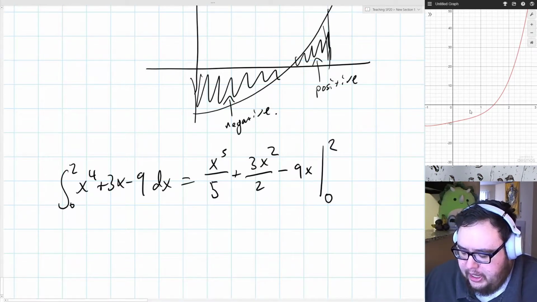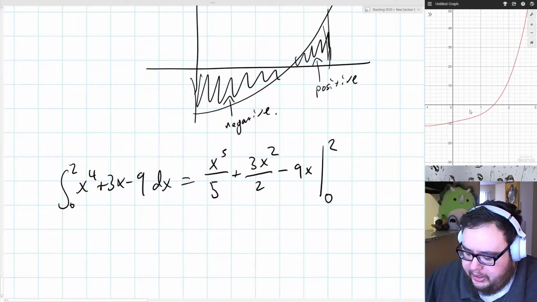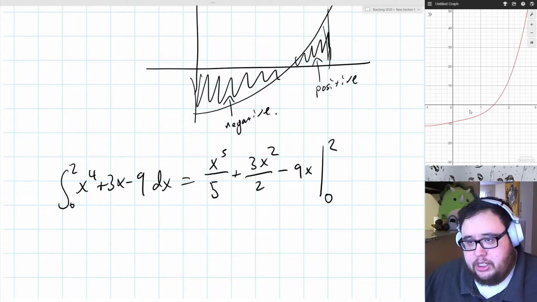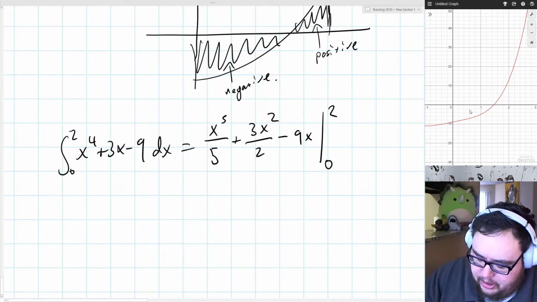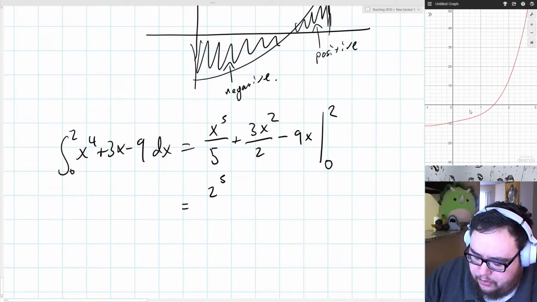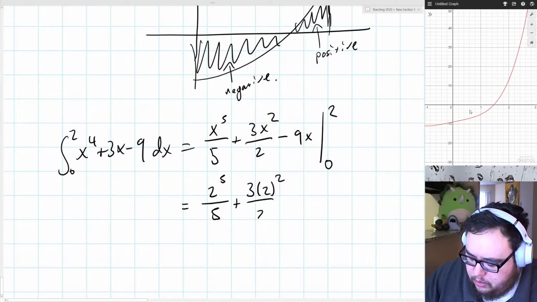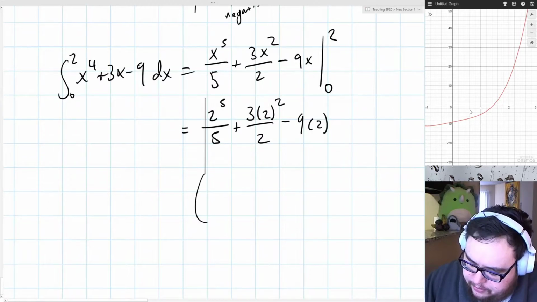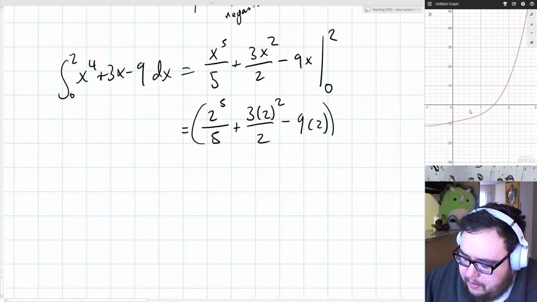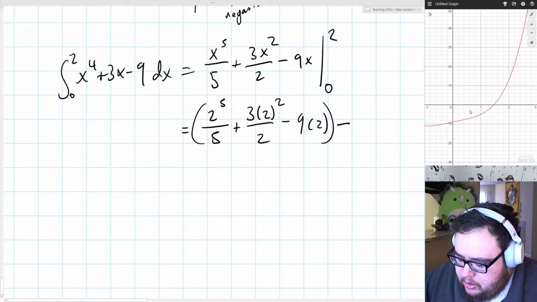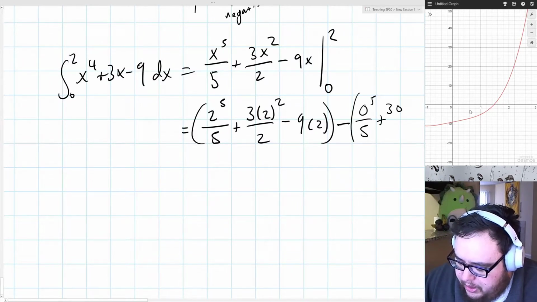All right. And to do that, we're just going to plug in 2 and then plug in 0 and take their difference. So that's 2 to the 5 over 5 plus 3 times 2 squared over 2 minus 9 times 2, minus 0 to the 5th over 5 plus 3 times 0 squared over 2 minus 9 times 0.